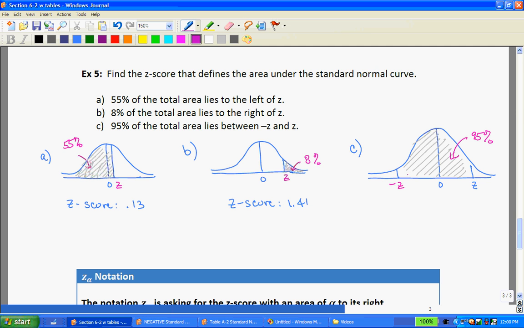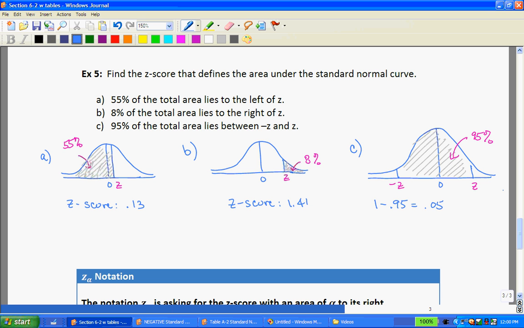But I'm looking for the two z values that give me that. Now, if you remember your empirical rule, you might already have a clue about this one, but let's show you how to do it, just in case you get some other type of values. Remember, the entire area underneath the standard normal curve is 1. So I want to find these tails here, and that means I'm going to do 1 minus 0.95, which is equal to 0.05.